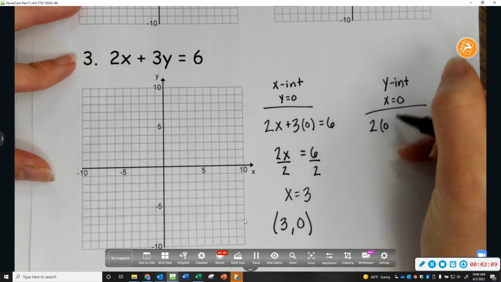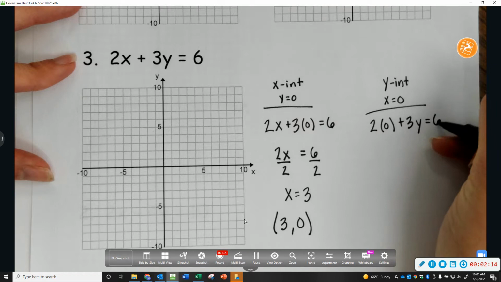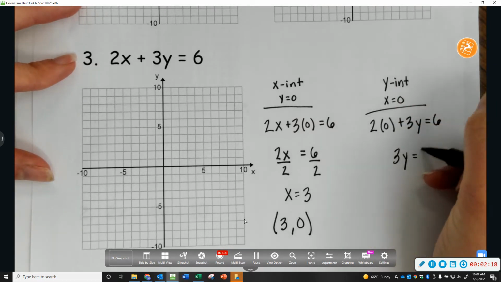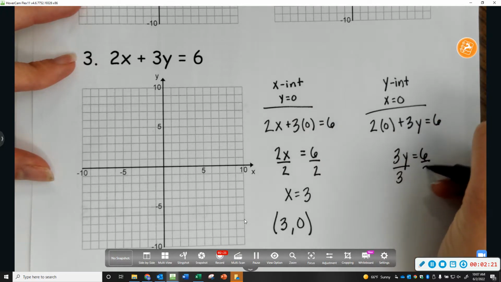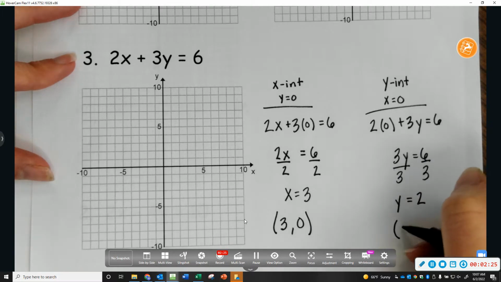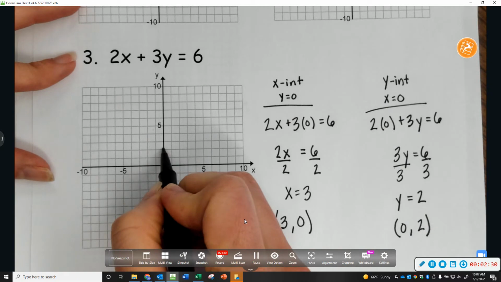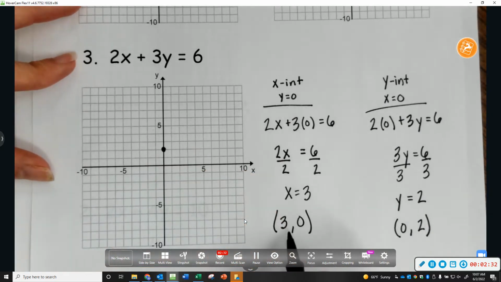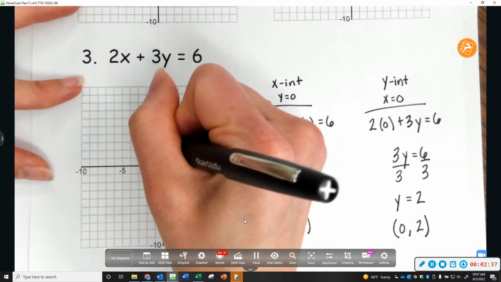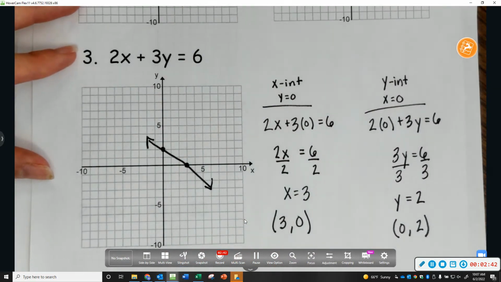So now I'm going to put a 0 in for my x. So this is 0. So 3y equals 6. I divide by 3, and I get 2. So 0 for my x, 2 for my y. So there's my y-intercept and my x-intercept. And if I have 2 points, I can draw the line through them.